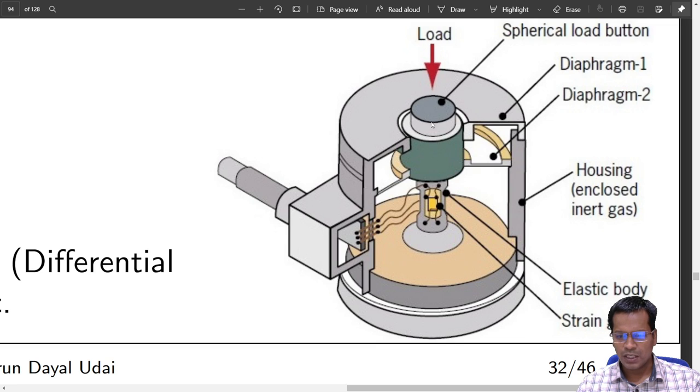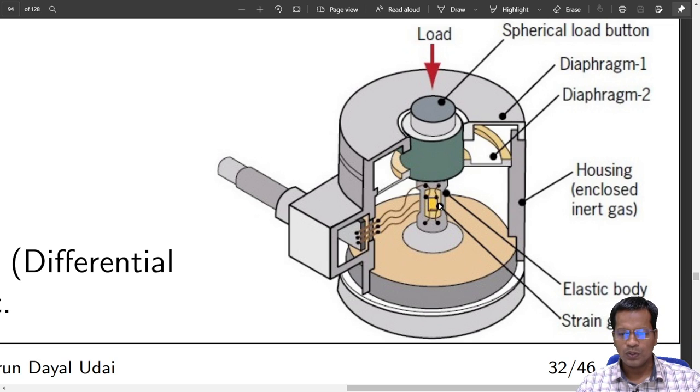This load comes on a metal body. This basically goes in and out. This is just to support. Diaphragm 1 is just to support that, so that it cannot tilt. Okay. This is the diaphragm. Again, this is the elastic body which is actually getting deformed.